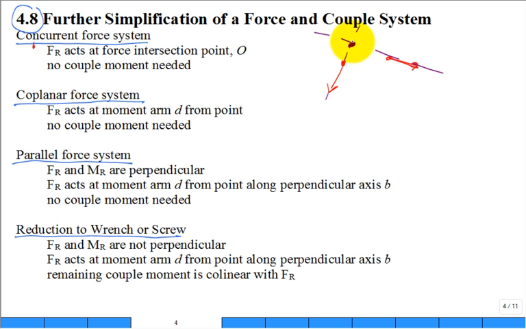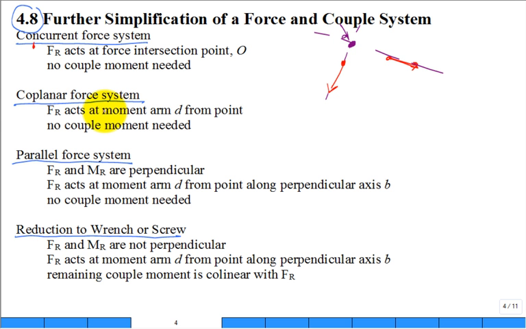So what you can do is you can put a resultant force at that point where they all intersect, and then you don't need a couple moment. It's that simple. All right, how about a coplanar force system?